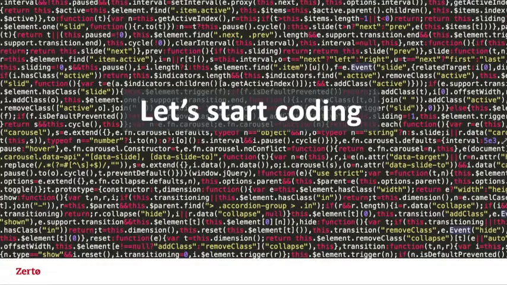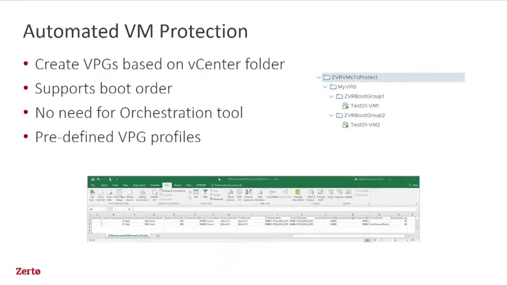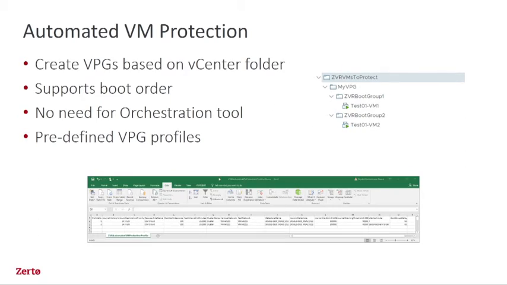So what are we going to do? I'm going to walk through a specific type of script that's a little more advanced than just pulling information from Zerto. I'm going to show you automated VM protection. So how does it work? We have a folder structure in vCenter. That's what we're basing the VPG names on, and the boot groups and those kinds of things. So we create a folder called ZVR VMs to protect. That's where we're going to place the VMs that we want to protect.